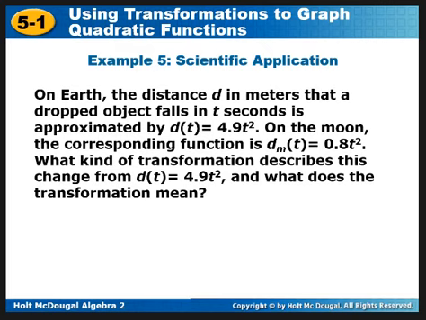All right, now a couple story problems in here, and the thing about the story problems with this chapter is they're not overly difficult. We're basically just taking some type of equation that we're given to begin with, and we're going to talk about what happens if the number in front of it changes a little bit. It says the distance in meters that a dropped object falls in t seconds is approximated by d of t equals 4.9 t squared. On the moon, the corresponding function is d sub m of t equals 0.8 t squared. What kind of transformation does this change from the original function, and what does the transformation mean?